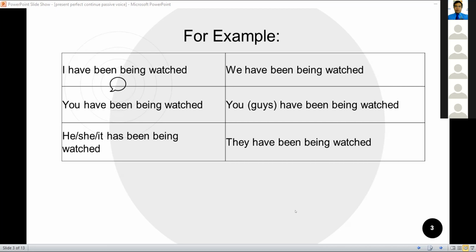I have been staying with my friend until I find my own place to live. I think it is not correct yet. It is not an example of present perfect continuous in passive. So next question: what is the form of present perfect progressive?